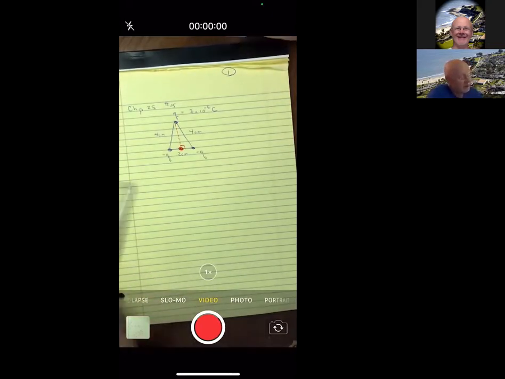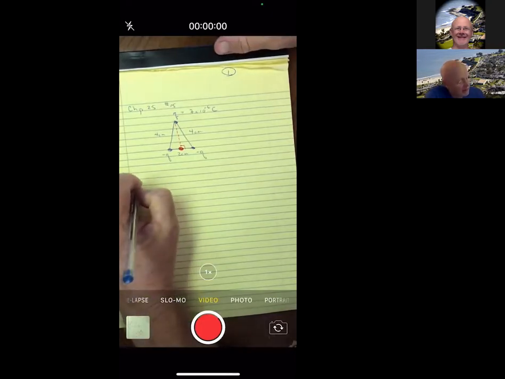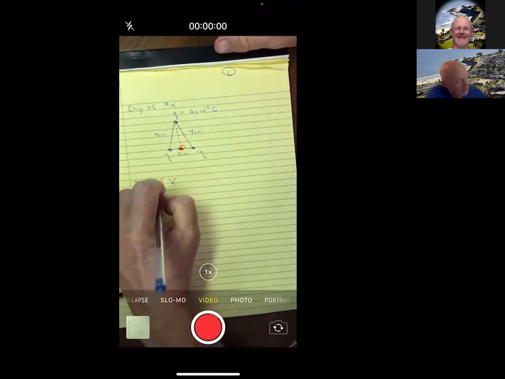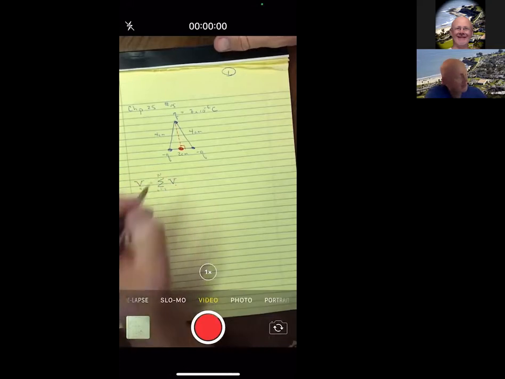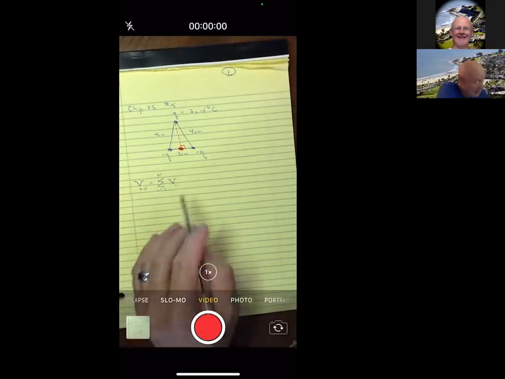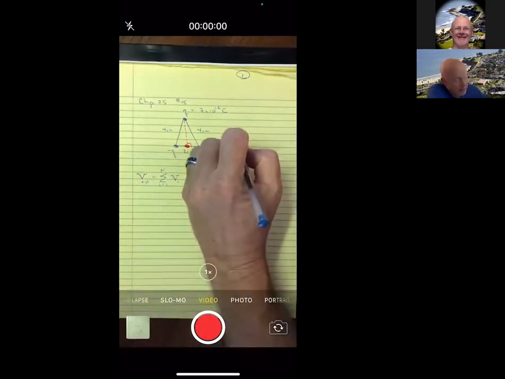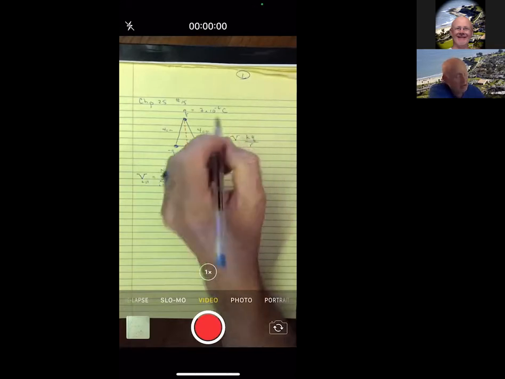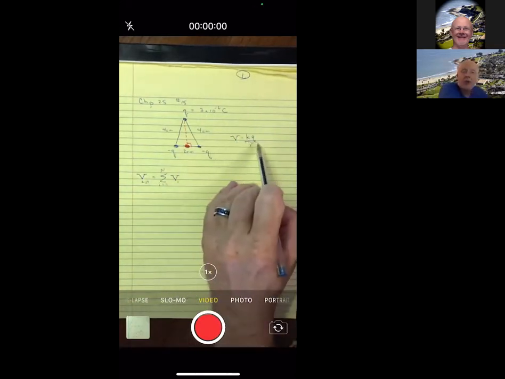But here is the idea of this chapter, that the total potential is the sum of the potential of the individual pieces that make it up. So the key to this problem, and really every problem here, is to know that the potential from a single point charge is given by this equation, KQ over R.